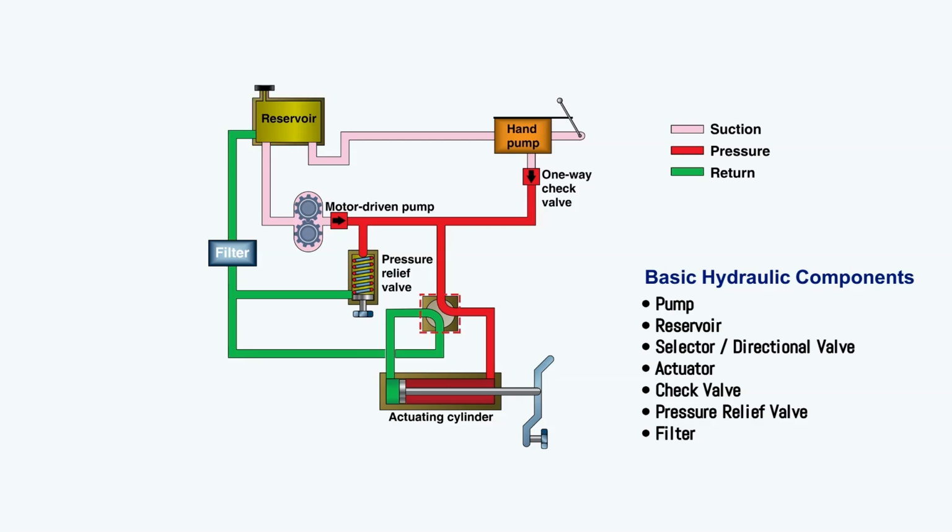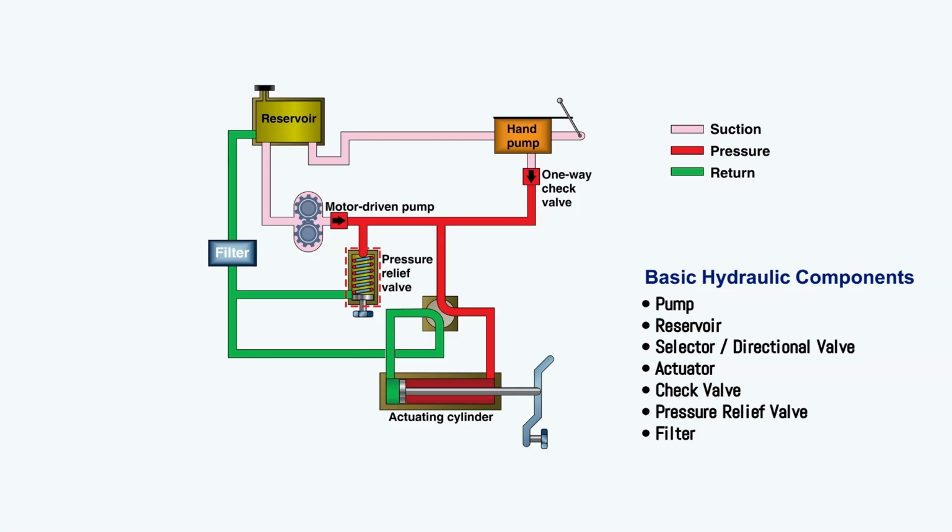To control where the fluid goes, selector or directional control valves are installed. These valves determine which actuator receives hydraulic pressure. The actuator is the working unit of the system. It converts hydraulic pressure into mechanical motion. This motion may extend landing gear, apply brakes, or move a flight control surface.